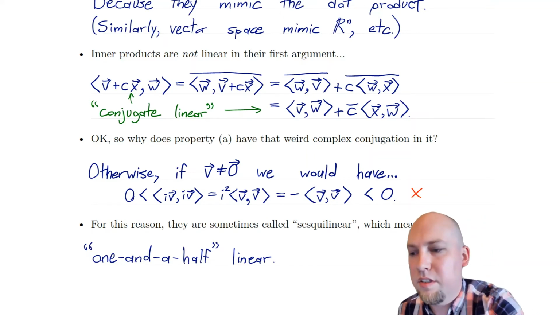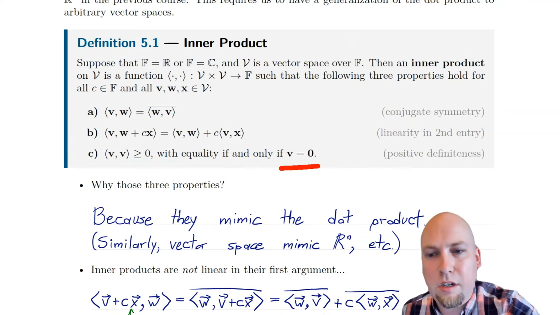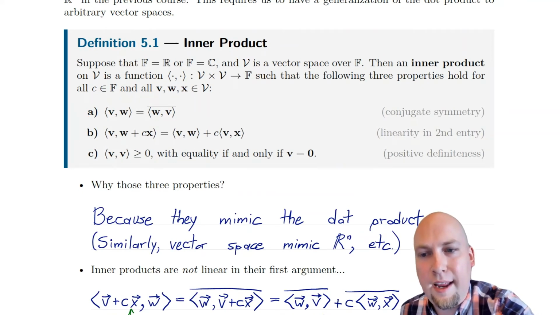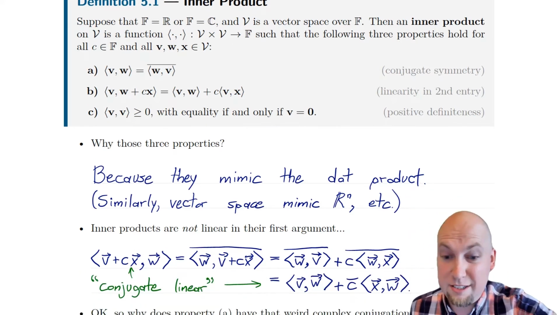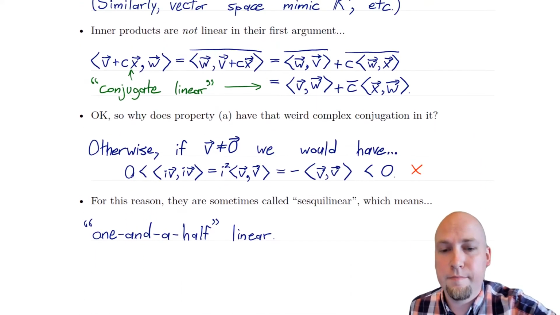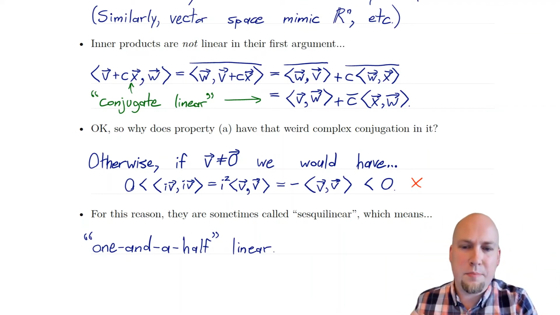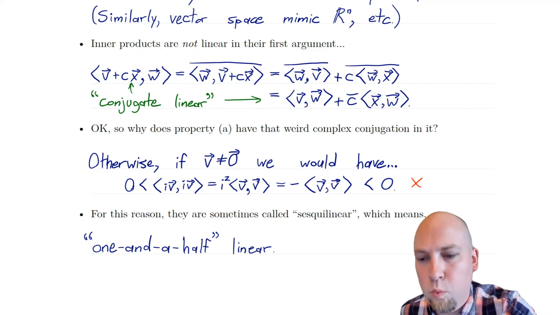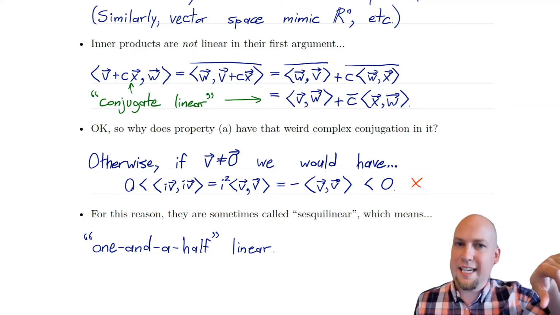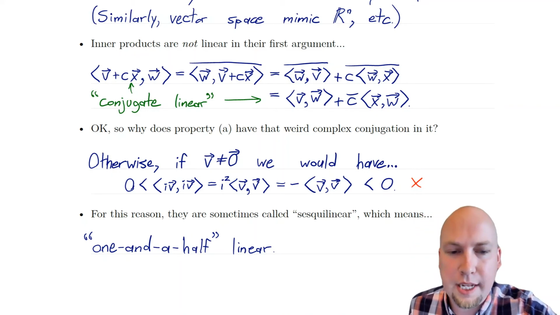Okay, so there's no way to define a function that actually has all of these properties but without the complex conjugate there. You need the complex conjugate to actually find functions like this. And because we only have this weird conjugate linearity in the first property, we sometimes call these functions sesquilinear, which just means 1.5 linear. It's linear in the second entry, and it's sort of half linear in the first entry.